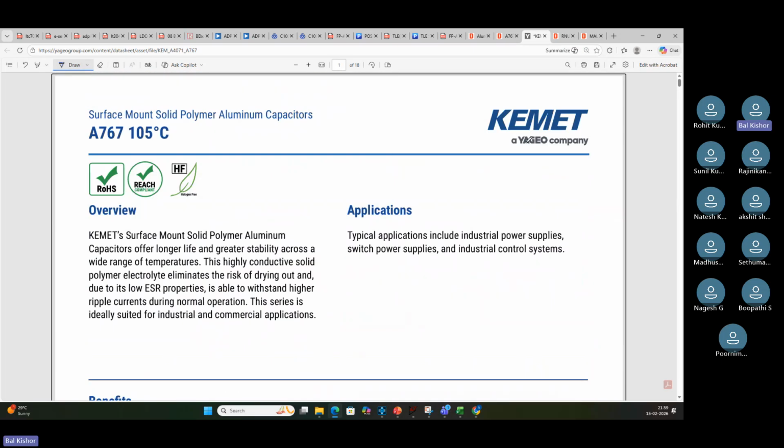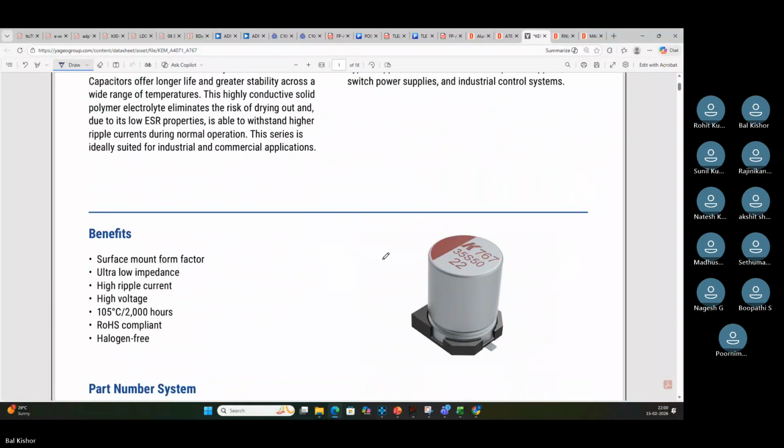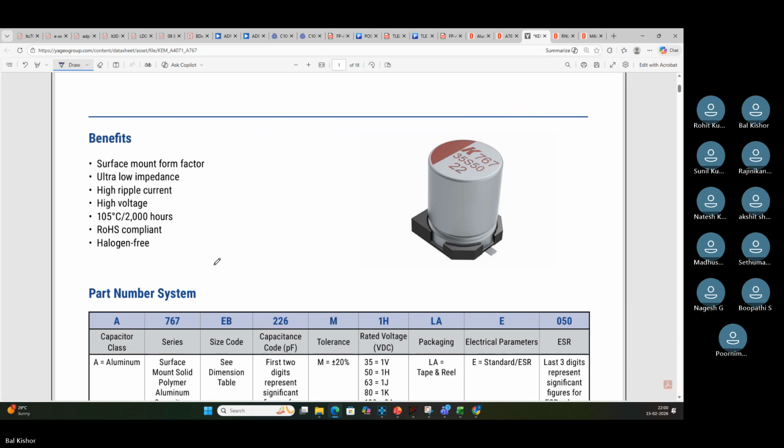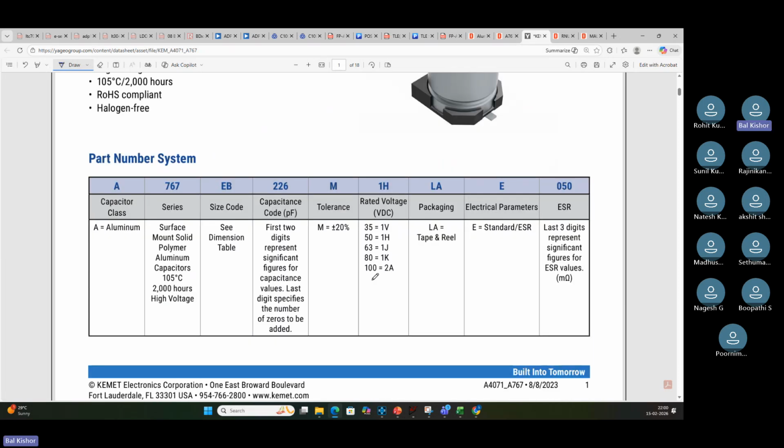So Cornell is also a very good company, and it has been bought by Yageo. So Yageo has become a leader in all these component companies. They have acquired almost everybody. They have acquired now Kemet, they have acquired AVX. AVX Kyocera, that was called. And Yageo has become the superpower, I think. Okay. Any other question? Part numbering is there.